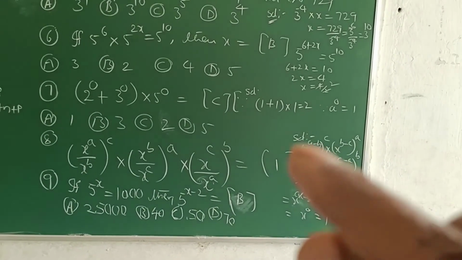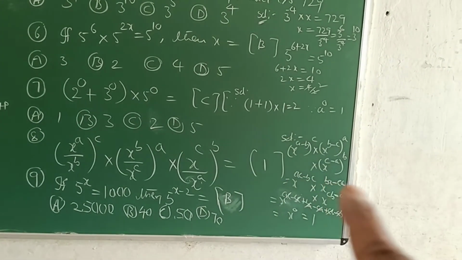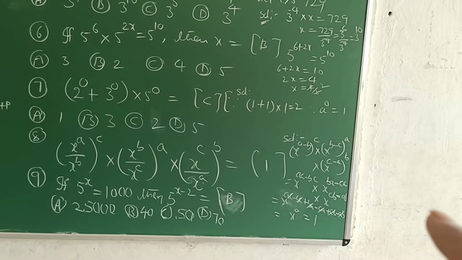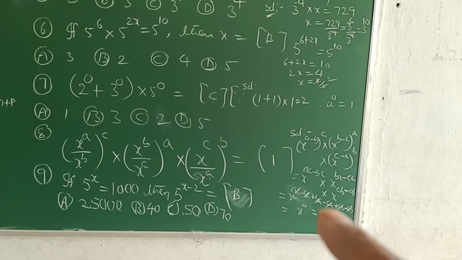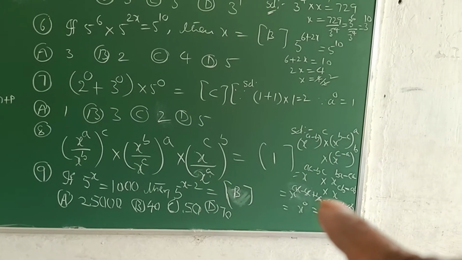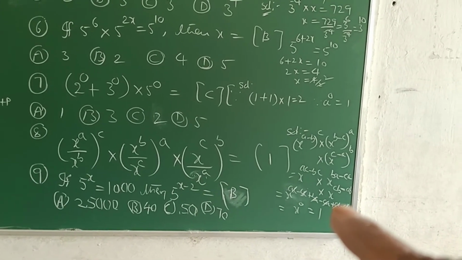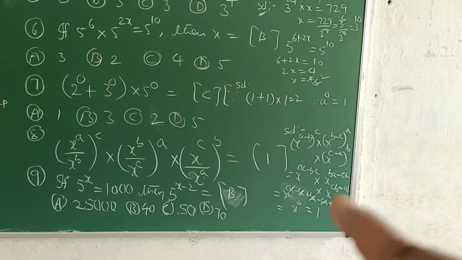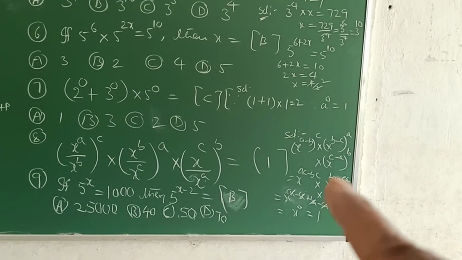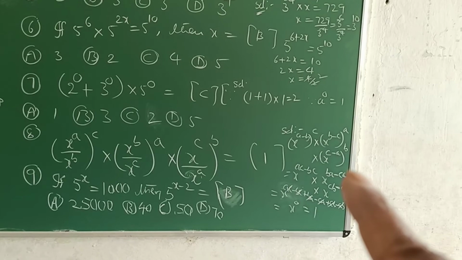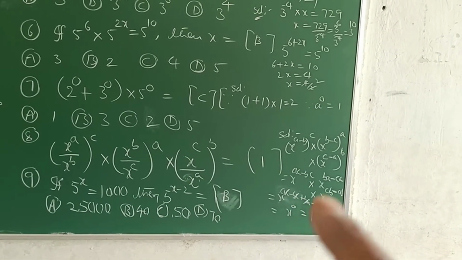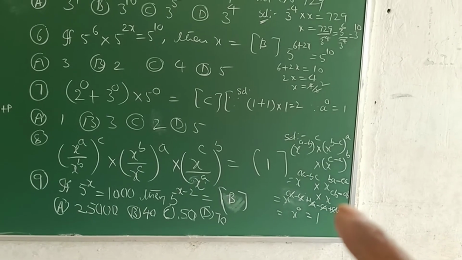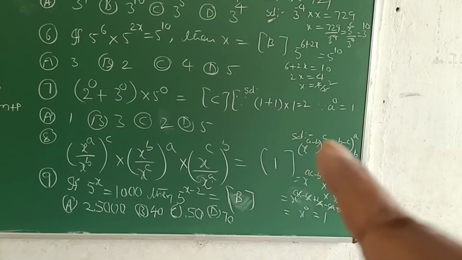So therefore, now it's in the form of a power m into a power n into a power p, a power m plus n plus p. Therefore, x power ac minus bc plus ba minus ca plus cb minus ab. Therefore, when you cancel terms, the power is 0, x power 0. Anything power 0 is equal to 1. Therefore, the option is 1. So the answer is 1.